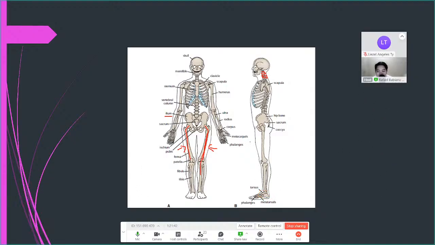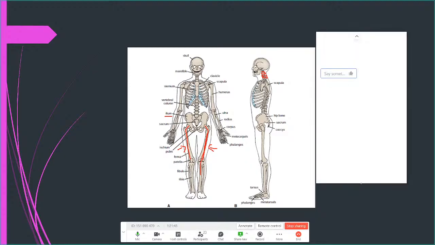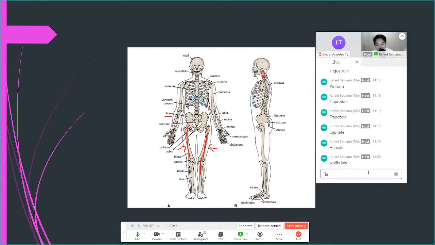There are 7 tarsals, namely: talus, calcaneus, navicular, cuboid, and then the cuneiforms. If you count them, 1, 2, 3, 4, 5, 6, 7. There are 7 of them. Talus, calcaneus, navicular, cuboid, and the cuneiforms 1, 2, and 3. Right? So those are the tarsals.